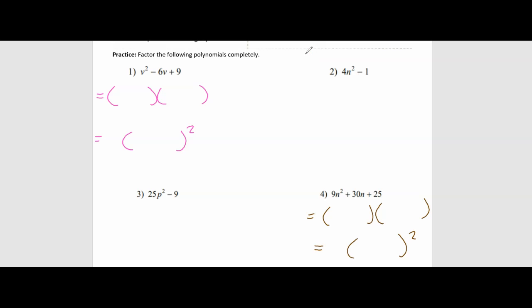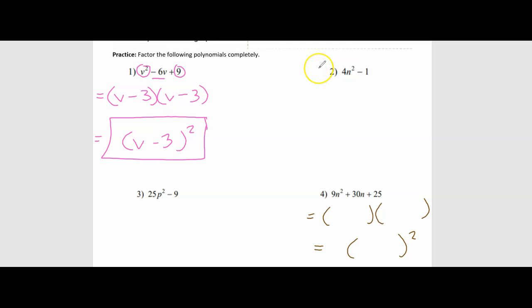Okay, so for number 1, the square root of v squared is v. Square root of 9 is 3. And my sign is going to be negative because I'm looking at negative 6v. So I'm going to get the quantity v minus 3 squared. That is my factorization. And you could test it to make sure it's correct, right? You could just multiply those binomials together to see if you get what you started with.